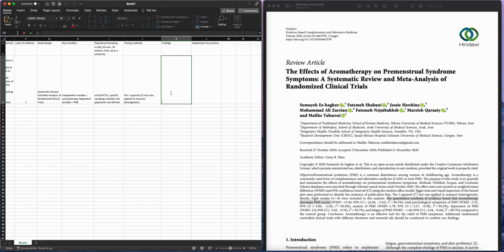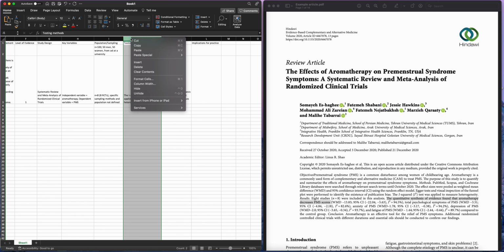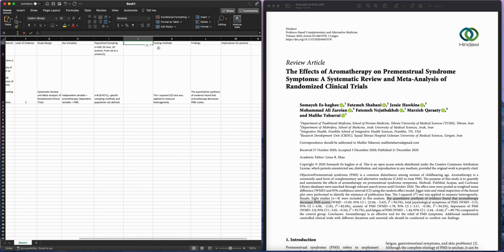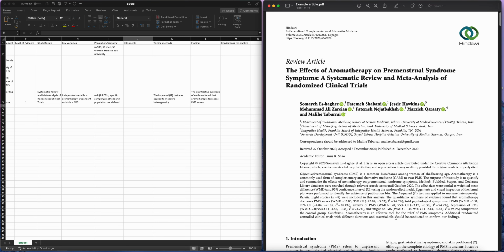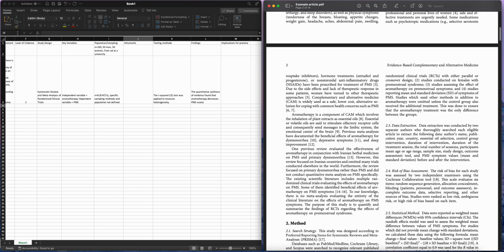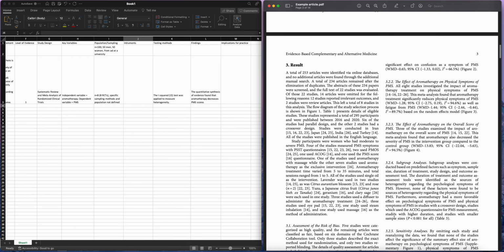So PMS scores, I forgot to include one thing. If you are able to identify the instruments, and what I mean by instruments are things that they use to analyze specific data. So for example, PMS scores. How are they measuring PMS scores, right? There's got to be a specific instrument, a tool that they're using. So let's go in and look at that real quick.